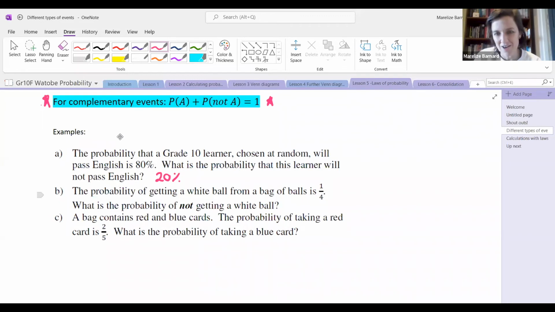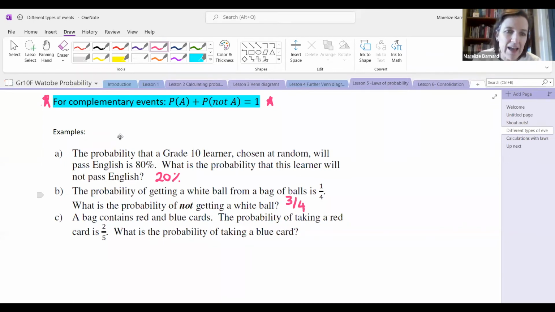That's it. Yeah, you see, it's 3/4. So the two probabilities together must make 1 if they're complementary events. It's the one thing and then not that thing, and together it adds up to 1.